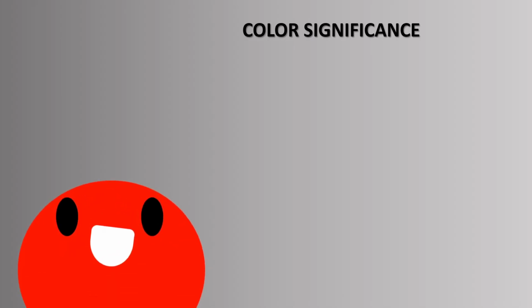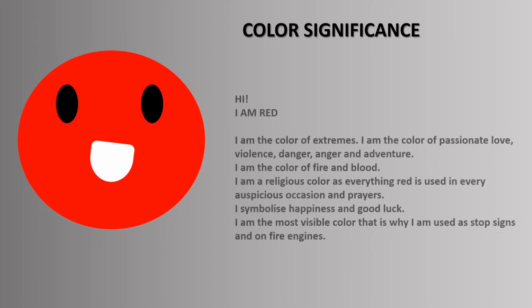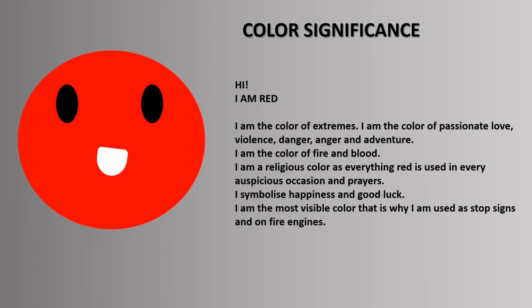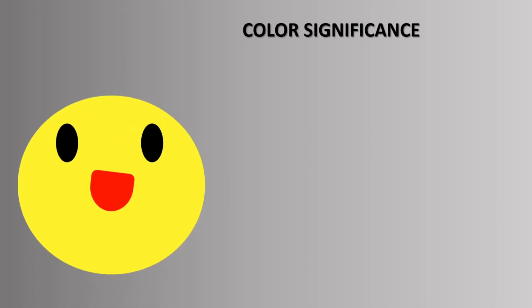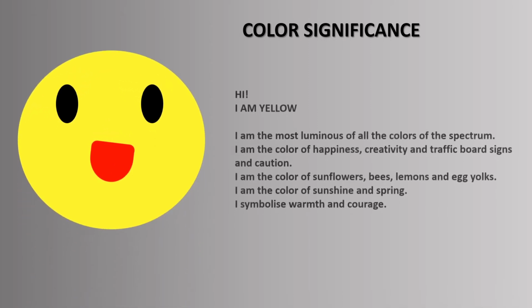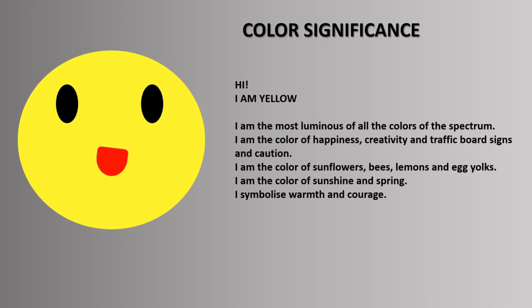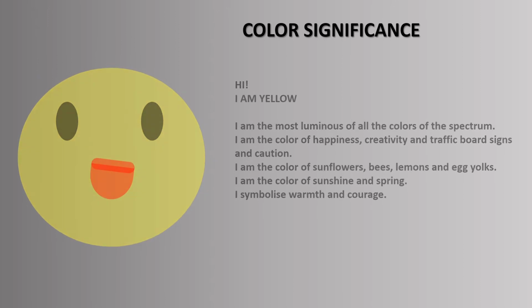Every color has its own meaning. Now let's study about colors and their significance. Hi, I am red. I am the color of extremes. I am the color of passionate love, violence, danger, anger and adventure. I am the color of fire and blood. I am a very religious color. Hi, I am yellow. I am the most luminous of all the colors of the spectrum. I am the color of happiness, creativity, sunflower beans, lemons, egg yolks and courage. I am the color of sunshine and spring.